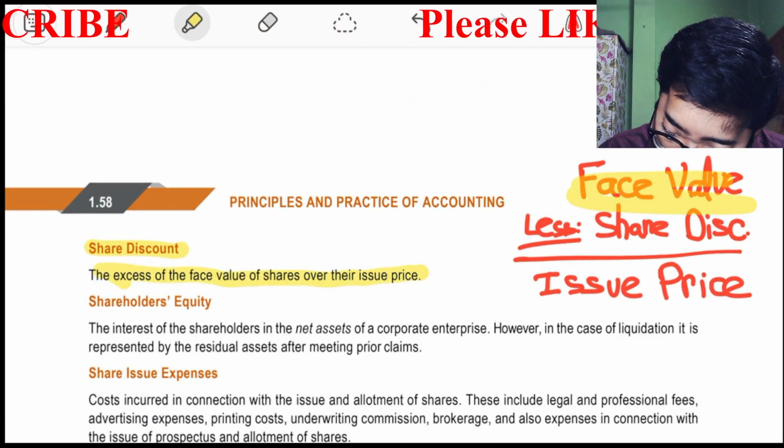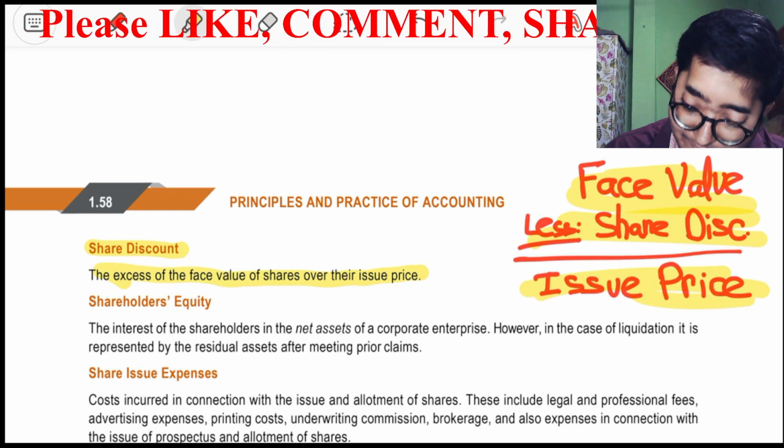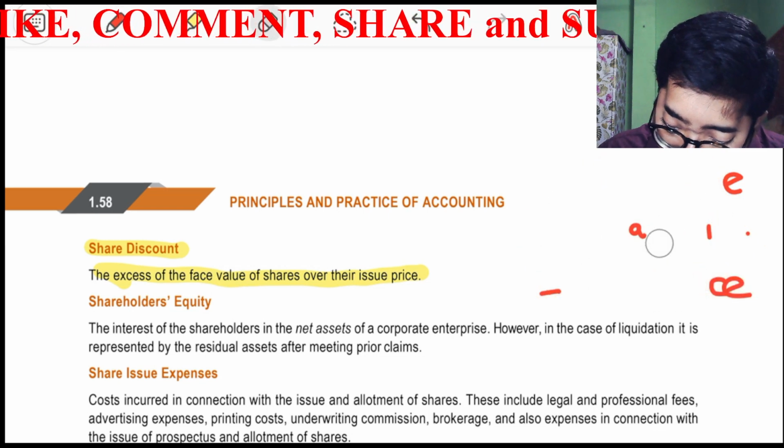Face value less share discount is equal to issue price. I hope it's understandable, it's easy.